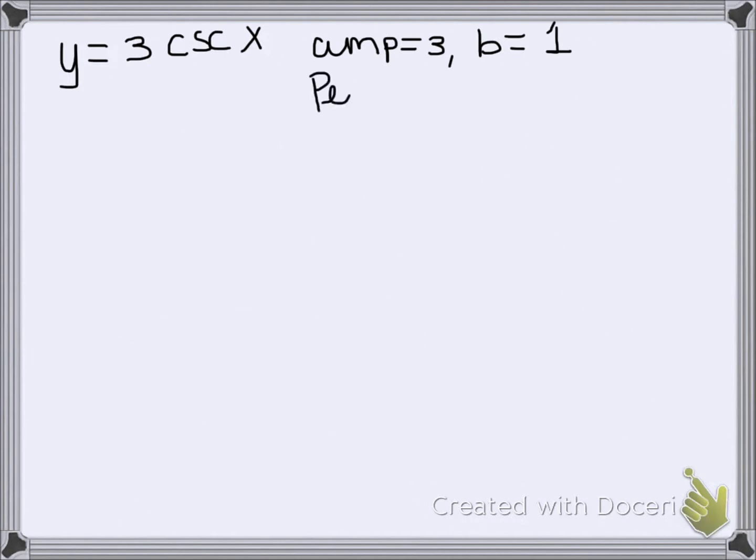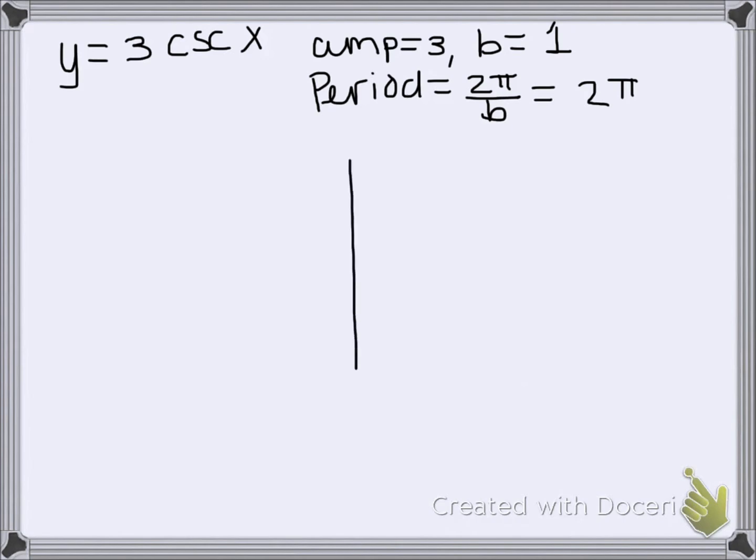Okay, so your problem is going to be y equals 3 cosecant x. The amplitude equals 3. The B equals 1. And the period for cosecant is 2 pi over B, which is 2 pi over 1 in this case, so it just equals 2 pi.